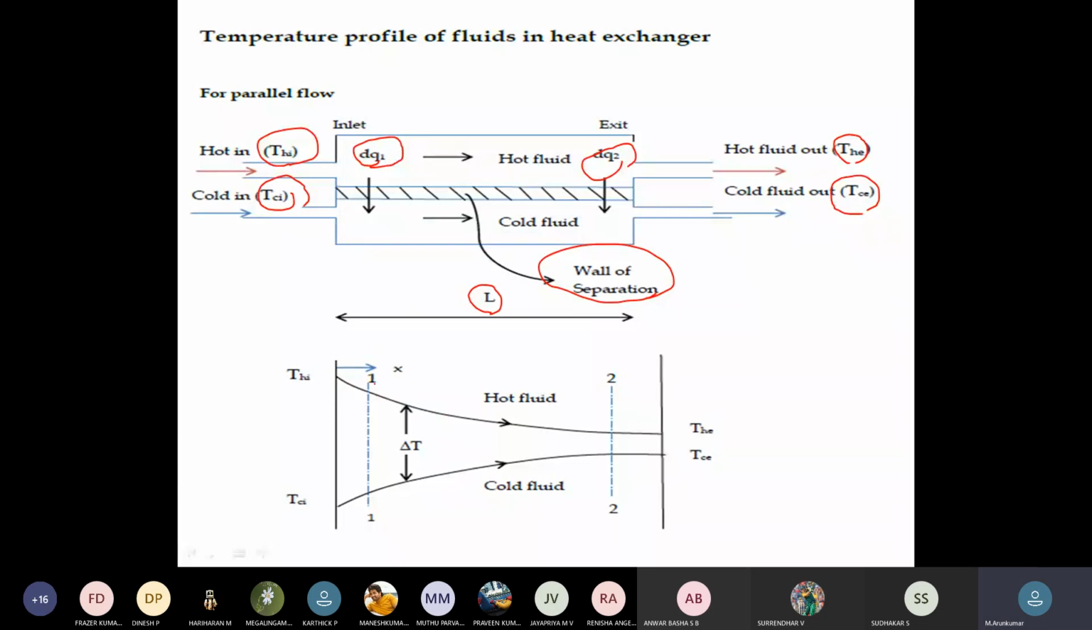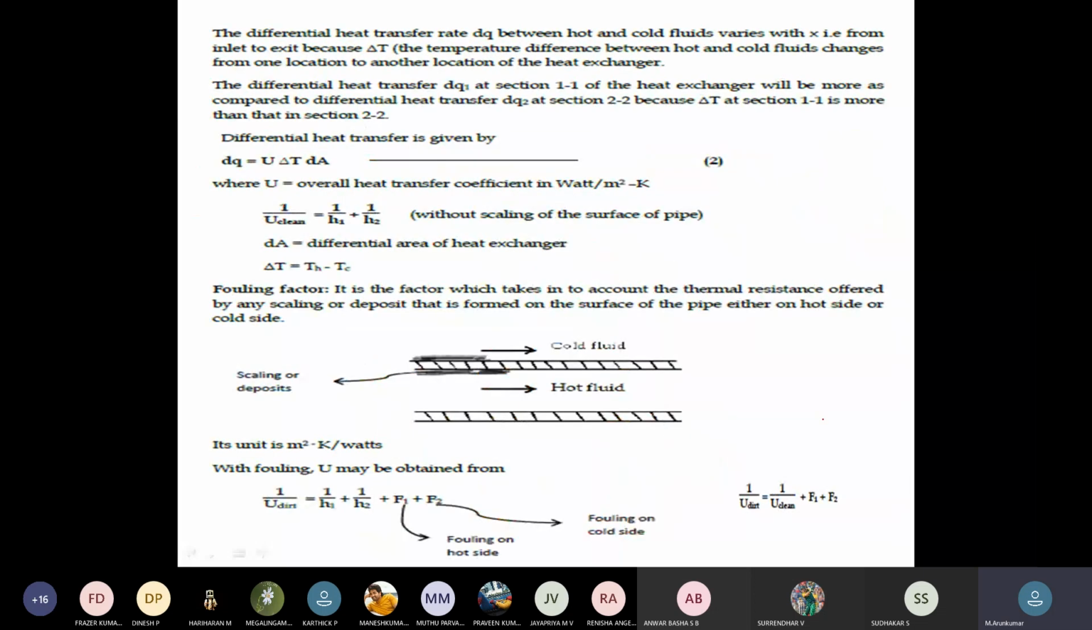So this is the diagram that we discussed. The initial temperatures of the hot fluid and cold fluid will be here. Then if that passes through the parallel flow heat exchanger, we can have this kind of diagram. So the direction will be the same, right? So this is the temperature profile of fluids in a parallel flow heat exchanger. Then the differential heat transfer rate between hot and cold fluid varies with x. x is the distance, the length, right?